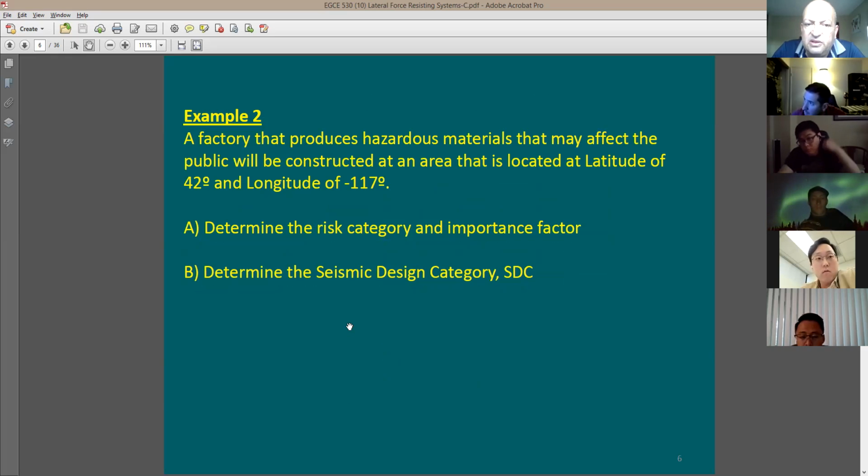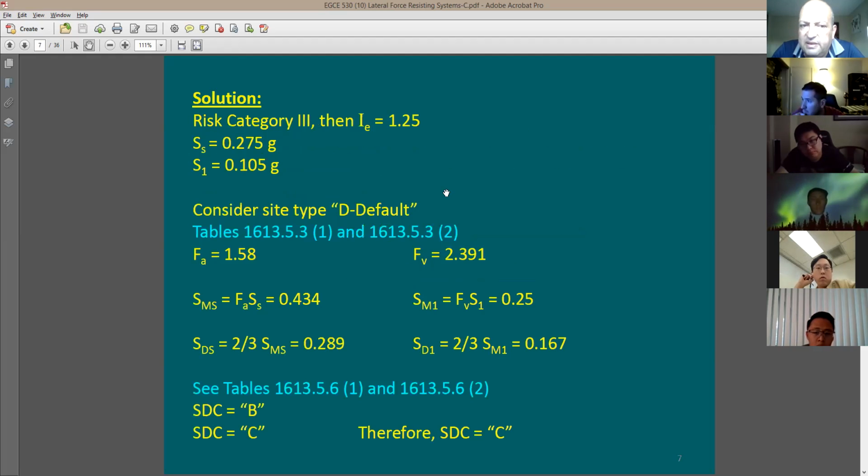Second example, it says a factory produces hazardous materials that may affect the public. What does it mean? Is this risk category 2 or 3 or 4? Say hazardous materials. Any idea? Risk category 3. They give me the location. So with this location here, what I did, I went to the website. I was able to find out SS and S1, the 2 values.